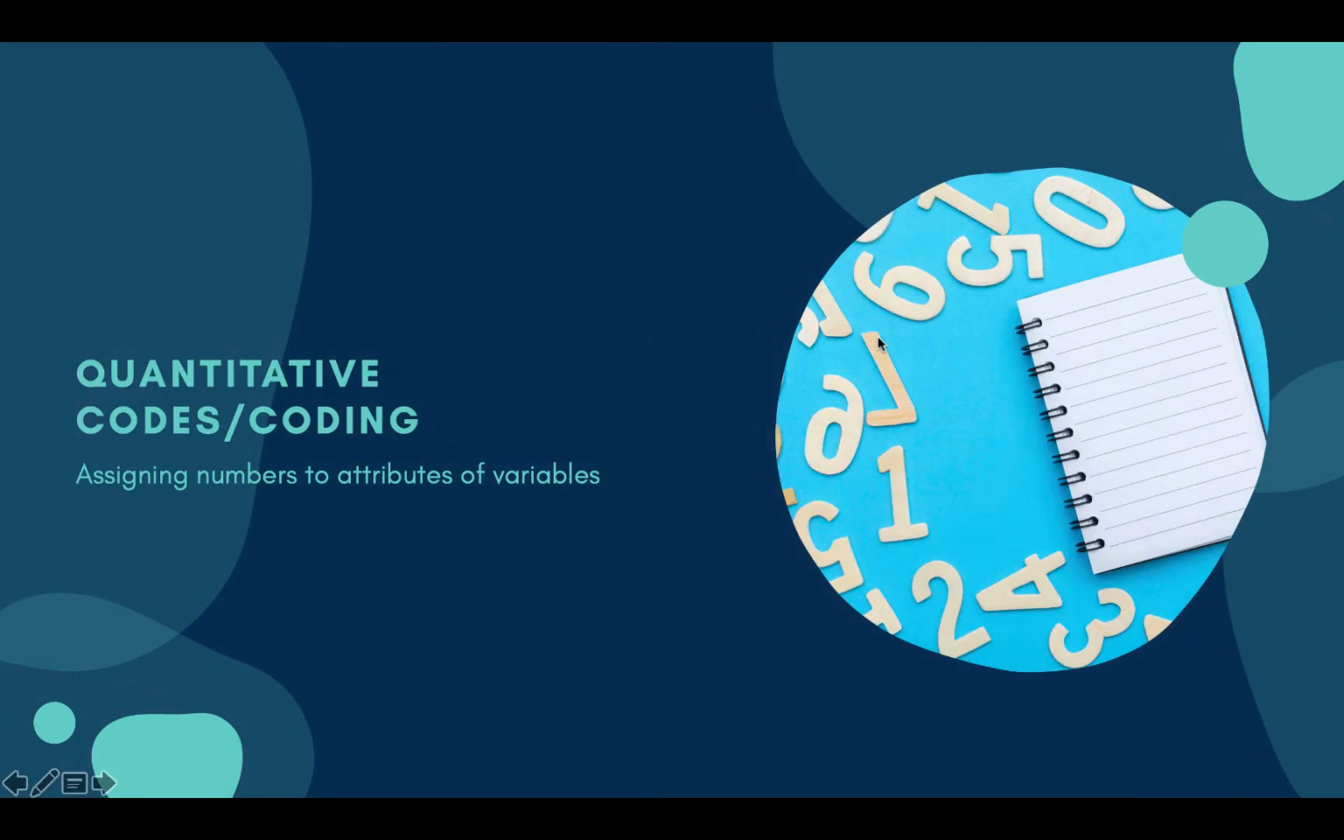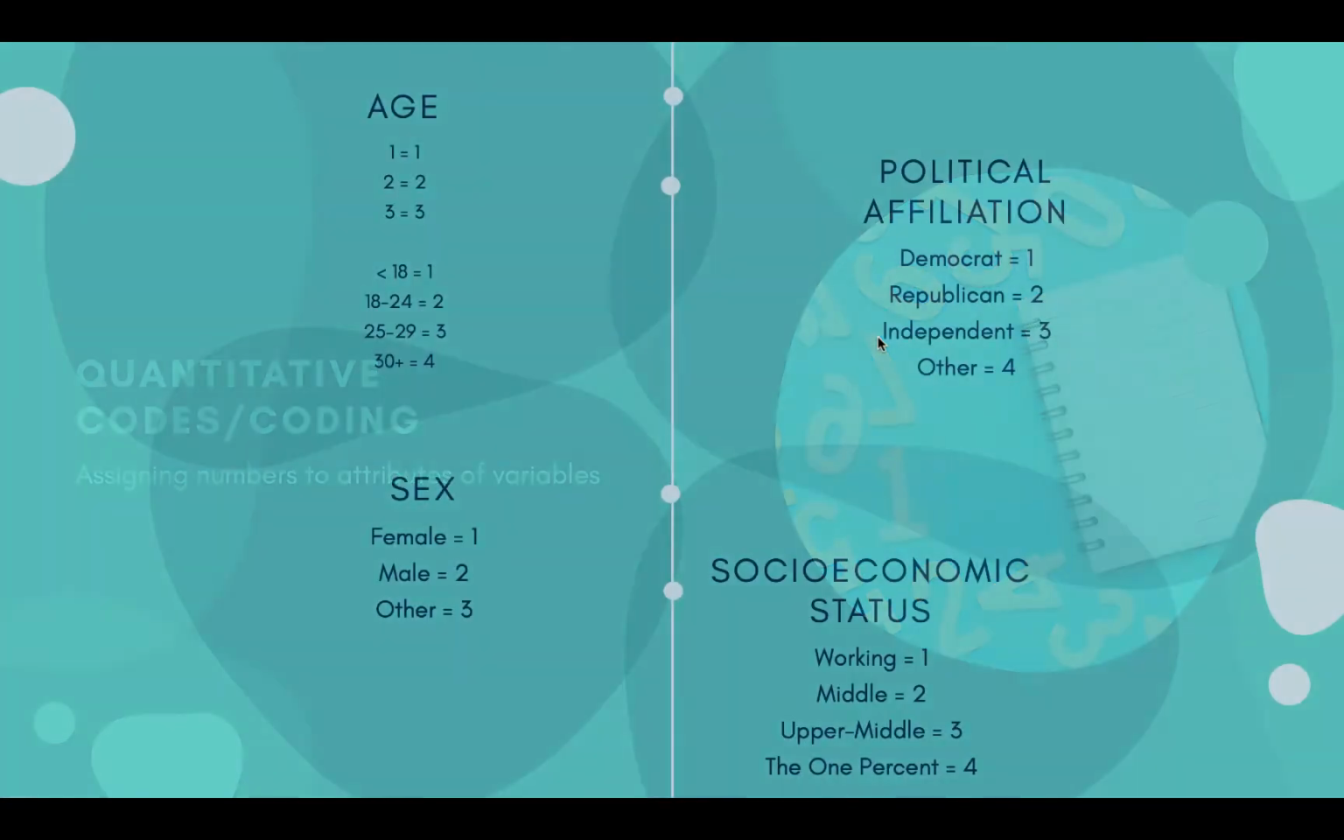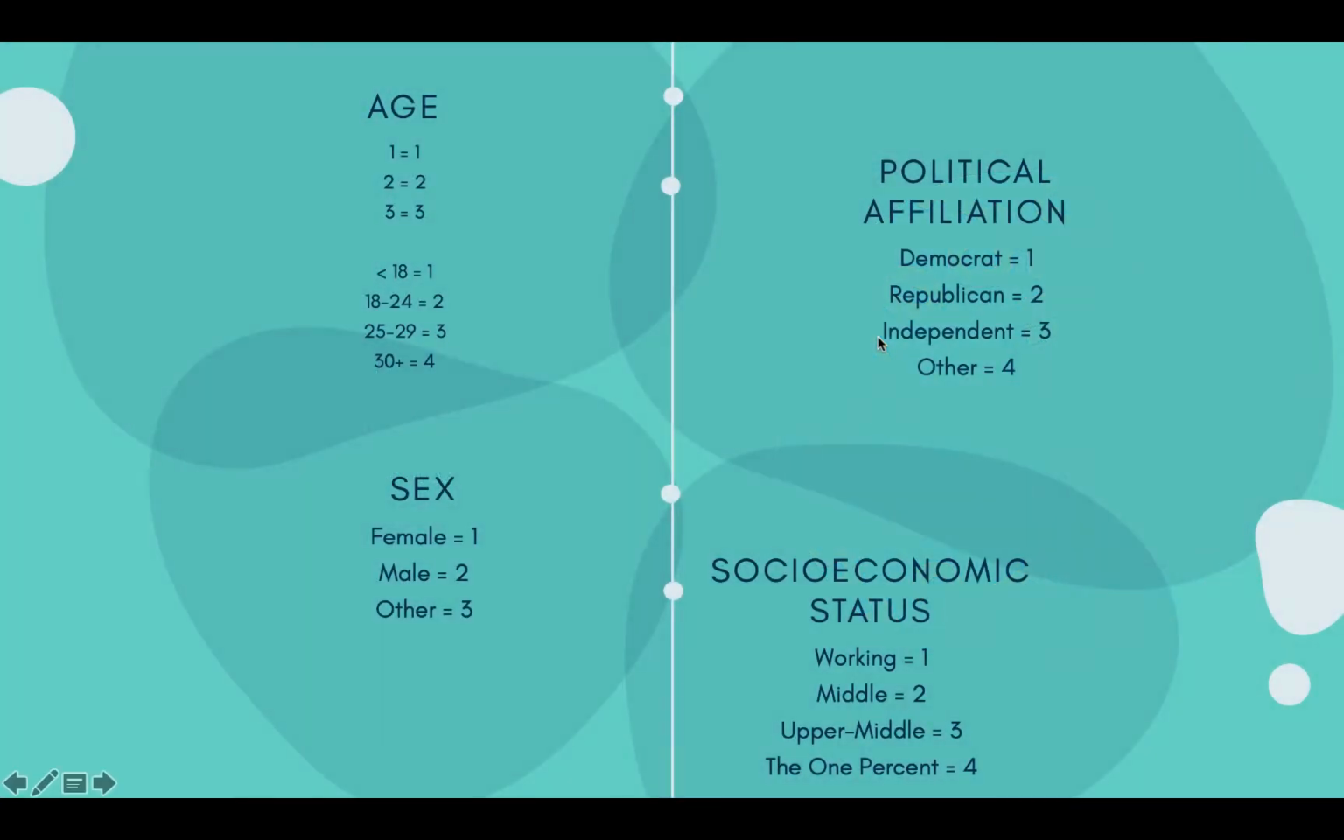The actual process of coding in quantitative methods is assigning numbers to various attributes of the variables that we're looking at. So we can look at variables such as age or sex or political affiliation or socioeconomic status and see that we can attach numbers to those things. For example, if we look at age, we can measure it as somebody says they're 1 year old, someone's 2 years old, they say 2, 3 years old, 3, and so on and so forth.